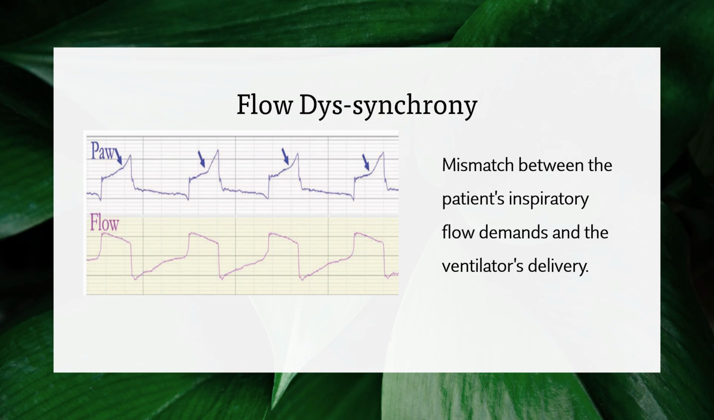This is flow dys-synchrony. Flow dys-synchrony refers to a mismatch between the patient's inspiratory flow demand and the ventilator's delivery of flow. It occurs when the ventilator does not deliver flow proportional to the patient's demand. It is characterized by scooping of the airway pressure, and this scooping coincides with the patient's efforts. It is seen when there is a high respiratory demand.